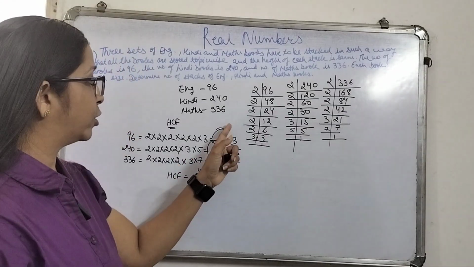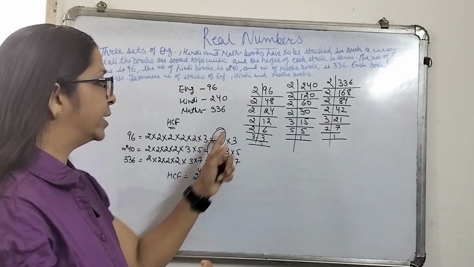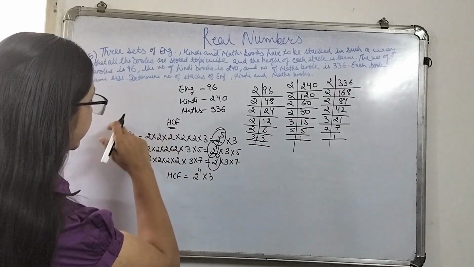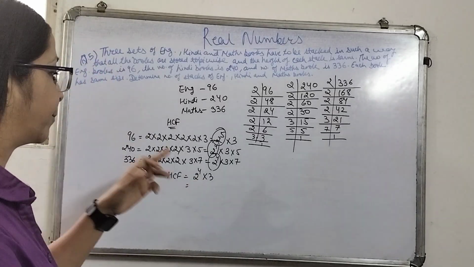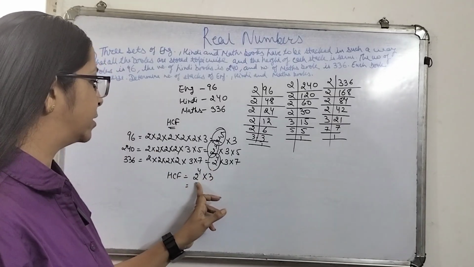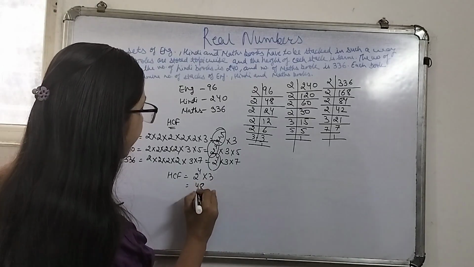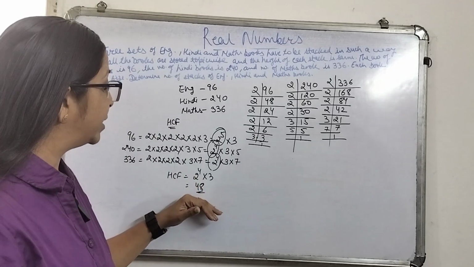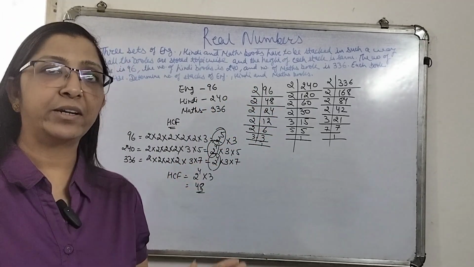Now 7 is not available in all the three. 5 is not even available in all 3. That's why we will be ignoring it. So HCF of all these three numbers will be 2 raised to the power 4 multiplied by 3. 2 raised to the power 4 means 16. 16 3s are 48. So 48 will be the HCF of these three numbers. That simply means in one stack, 48 books will be arranged.